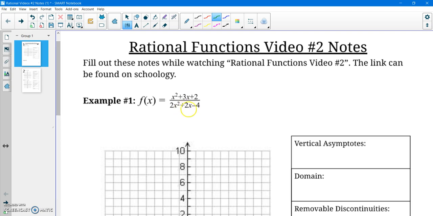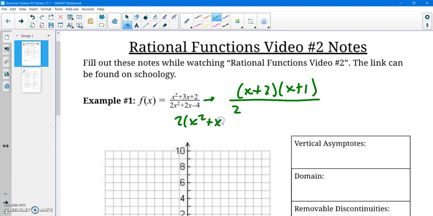So we come up to this rational function, and again, the first step is always going to be to factor it. So I'm going to factor the numerator, and I'm going to factor the denominator, take out a 2, x squared plus x minus 2. So I'm going to factor that.